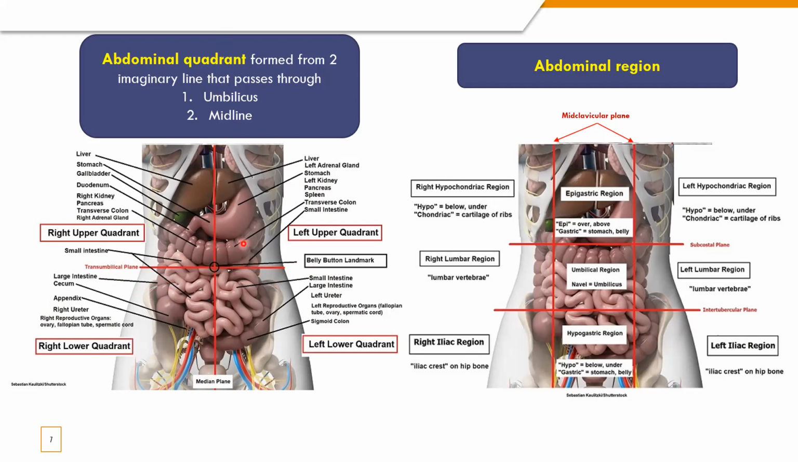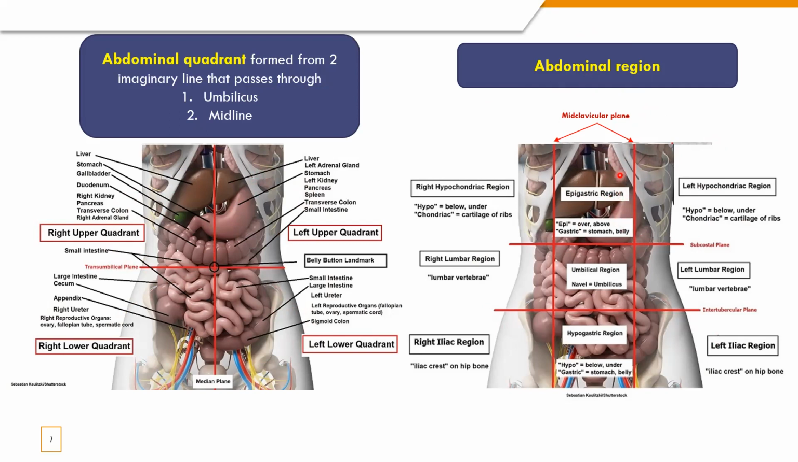From this abdominal quadrant division, we have 4 abdominal quadrants: the right upper quadrant, the left upper quadrant, the right lower quadrant, and the left lower quadrant. Another way of dividing the abdomen is by dividing it into regions.